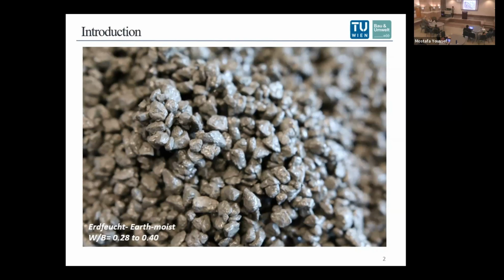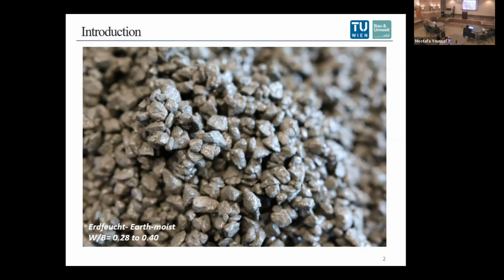In German, it is called "erdfeucht". I couldn't find it in English. It means damp like the earth. The idea or the meaning behind that is that it is mixed with a tiny small amount of water.